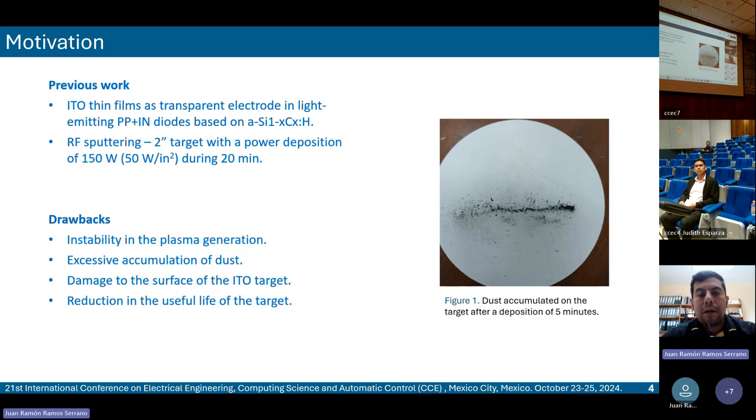What is the motivation for this work? In previous work, we reported the implementation of light-emitting diodes based on amorphous silicon carbide using ITO thin films as transparent electrode. The ITO films were deposited by sputtering using a 2-inch target with an RF power of 150 watts. However, these deposition parameters show some drawbacks, such as instability in the plasma generation, excessive accumulation of dust, damage to the surface of the ITO target, and a reduction in the useful life of the target. Figure 1 shows the dust accumulation in the target after a deposition of only 5 minutes.